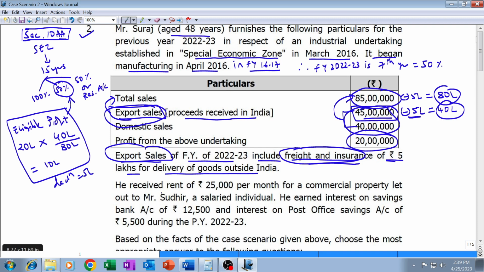Any which ways, he also received rent of rupees 25,000 per month for a commercial property let out to Mr. Sudhir, a salaried individual. 25,000 is the rent. Into 12 months total rent will become 3 lakh rupees. However, this is rental income, which will be taxable under income from house property. In the absence of any further information, this only becomes our GAV, gross annual value. We don't have information about municipal valuation, fair rent, etc. However, what is taxable is after reducing 30% of 3 lakh as a standard deduction. Standard deduction of 30% will be 90,000.